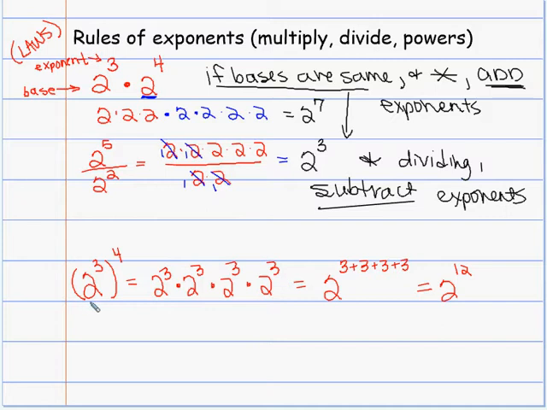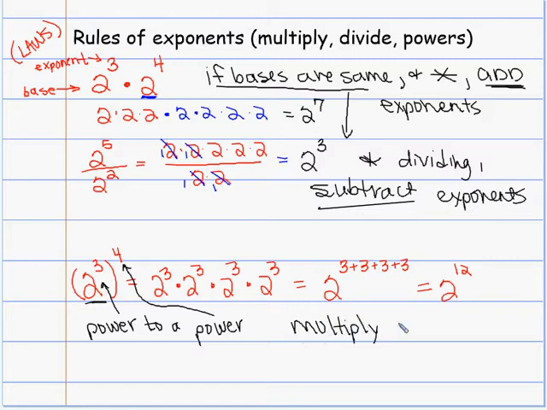So, if you have a base, and what I call it, it's a power. Okay, so we have an exponent there to a power. Then you multiply the exponents.